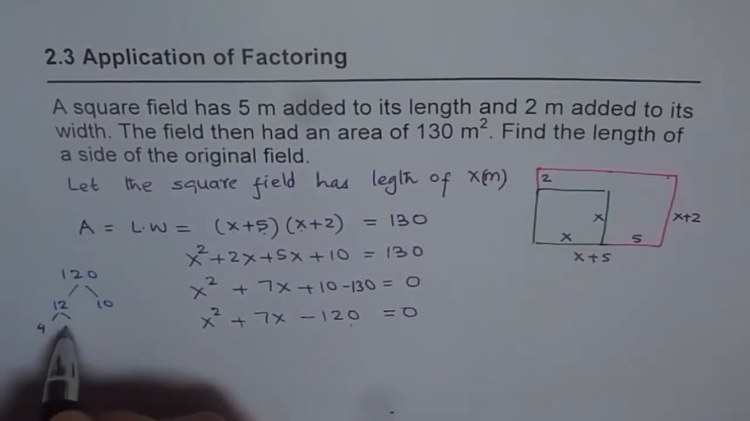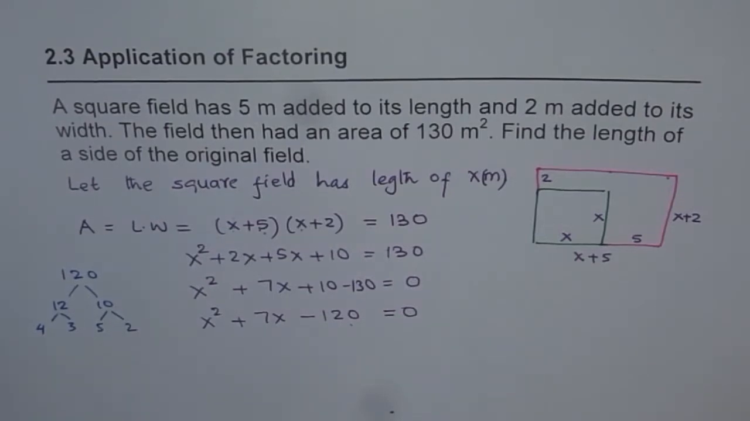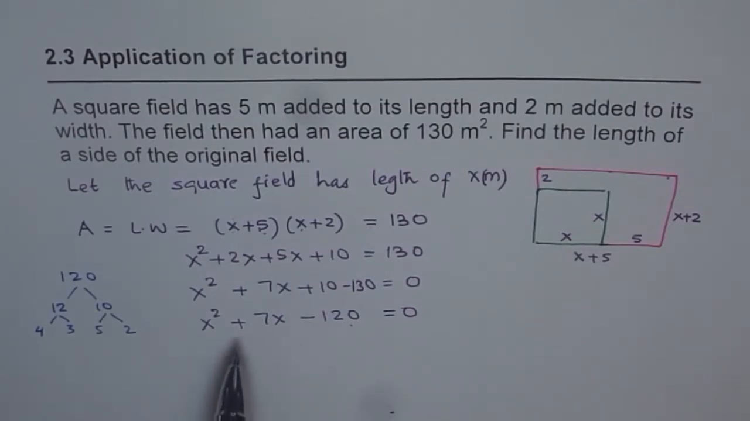So 12 could be written as 4 times 3, and 10 could be written as 5 times 2. So we get some set of numbers to work with, right? So how do you get 7 as the sum and product as minus 120 from here? So you get 4 times 5 is 20, 3 times 2 is 6.